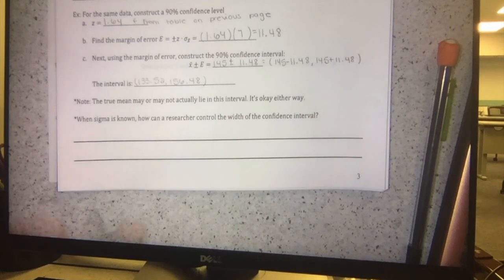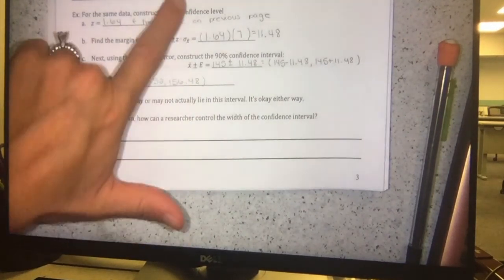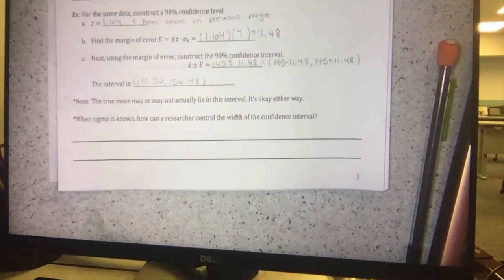So the true mean may or may not actually lie in this interval because it's only 90% confident. So we're not 100% confident, and it's okay. That doesn't matter.